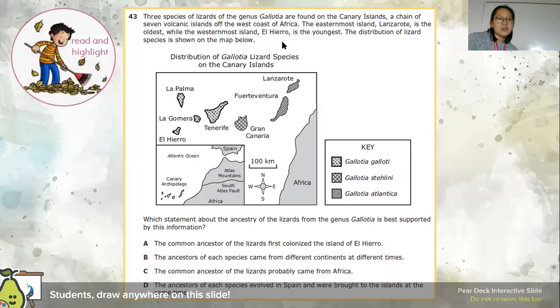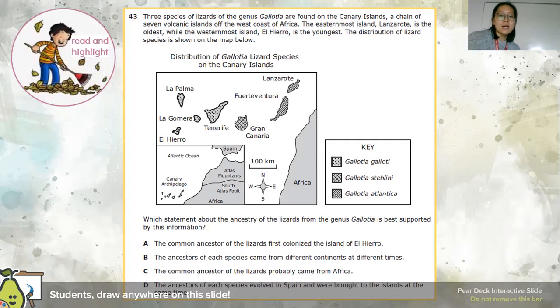It's not great. So it says 3 species of lizards of the genus, something is blocked for me, found on the Canary Islands, a chain of 7 volcanic islands off the west coast of Africa. Oh, it says Galotia. So they're the 3 species of the lizards of the genus Galotia found on the Canary Islands, a chain of 7 volcanic islands off the west coast of Africa. The easternmost island, Lanzarote, is the oldest, while the westernmost island, El Hierro, is the youngest. The distribution of lizard species is shown on the map below.